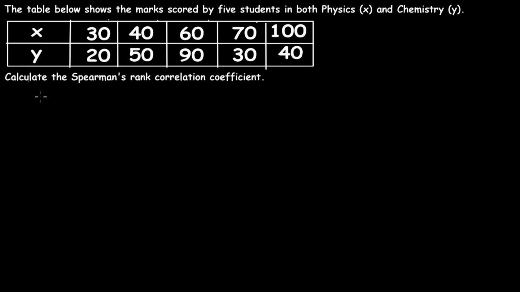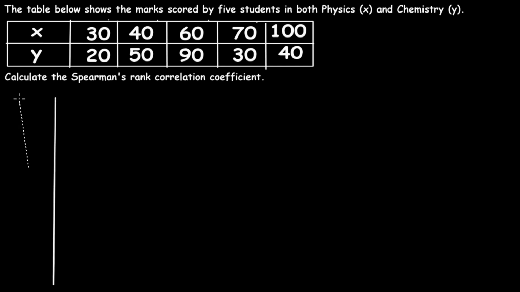Example number 1. The table below shows the marks scored by 5 students in both physics, which is represented as X, and chemistry, which is represented as Y. So here is the table. The question that follows is: calculate the Spearman's rank correlation coefficients. So we need a new table, because we need to rank the given data.